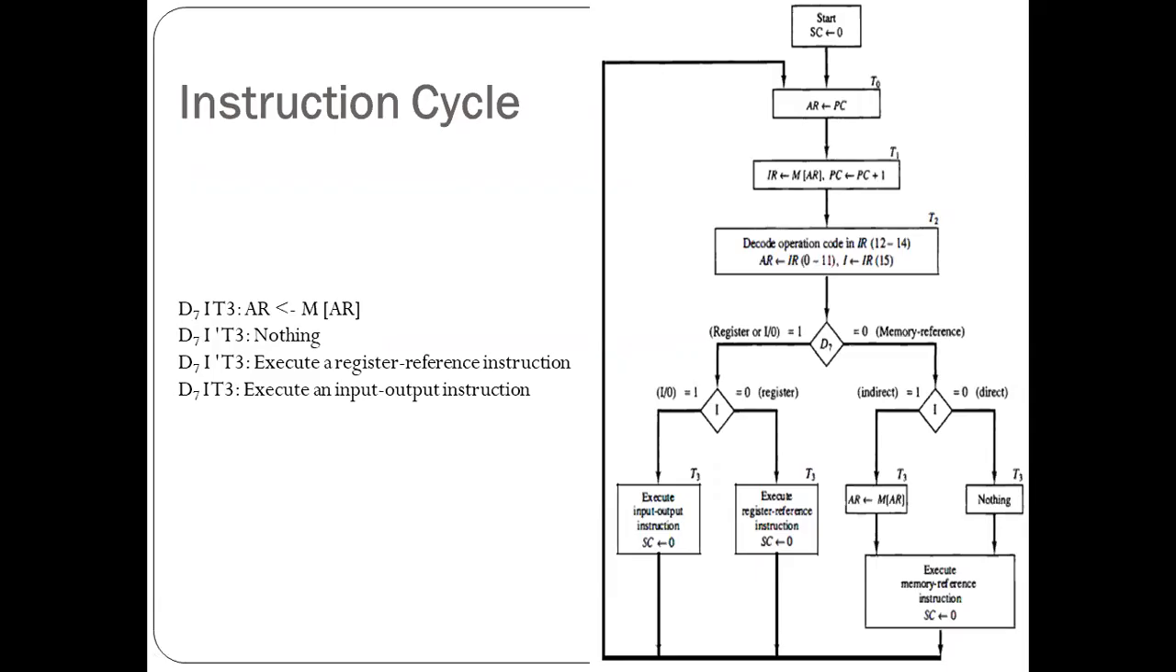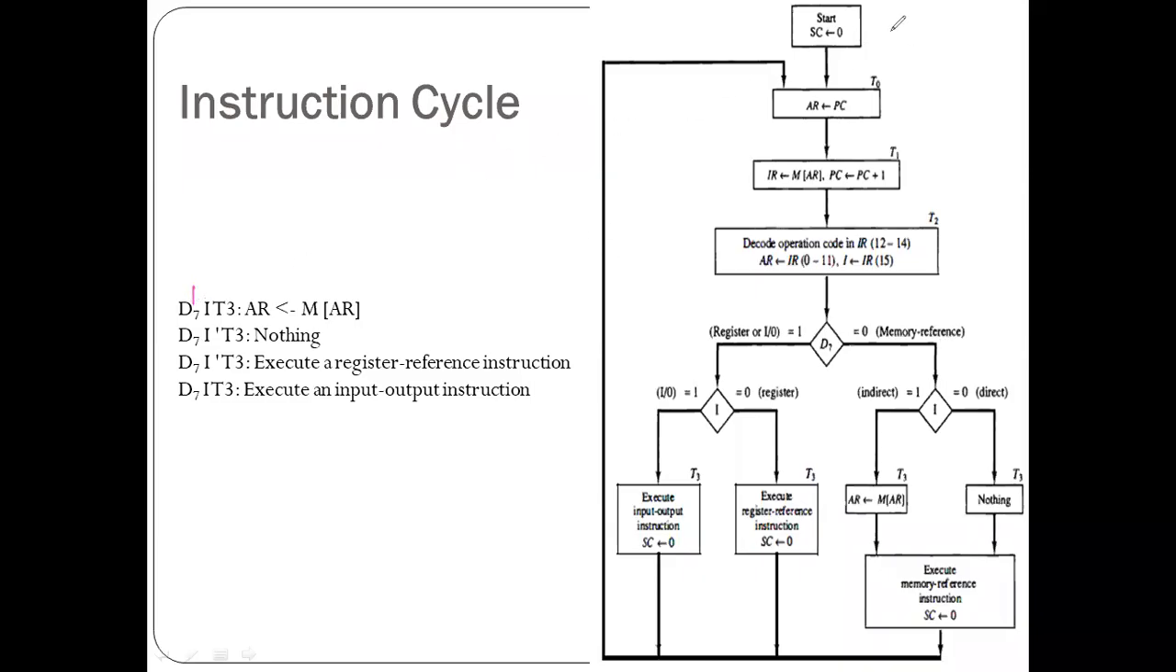Sorry, D7 dash should be there. D7 is equal to 0. D7 dash should be there. D7 is 1 means it is register or IO reference. D7 dash is there here. My mistake.